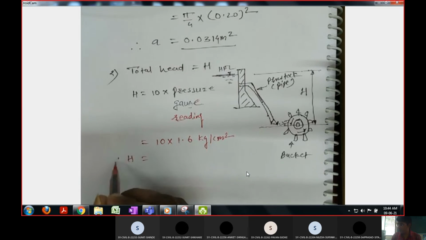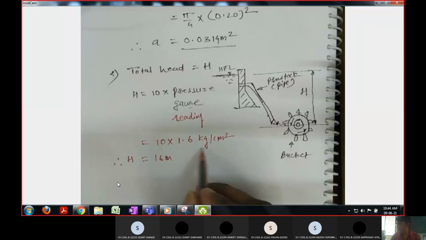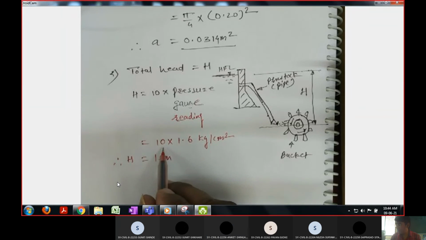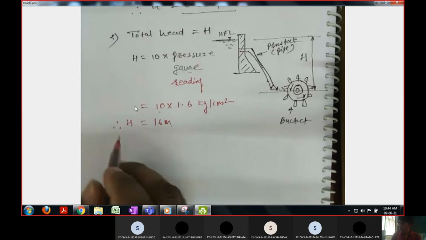So tell me, what is H? 16. What is H? 16 meters. आता मी याला 10 ने का बरं मल्टिप्लाय केलं ते लक्षात ठेवायचं, कारण केजी पर सेंटीमीटर स्क्वेअरचं मला मीटरमध्ये कन्वर्ट करायचं असेल तर हा कन्वर्जन फॅक्टर आहे, रिमेंबर.